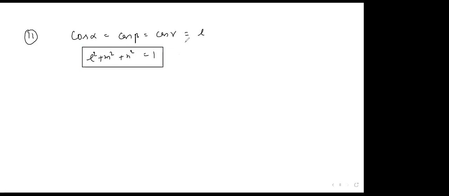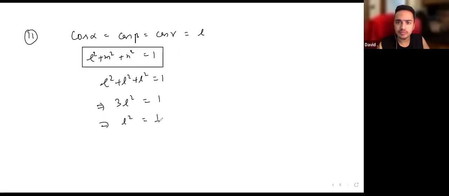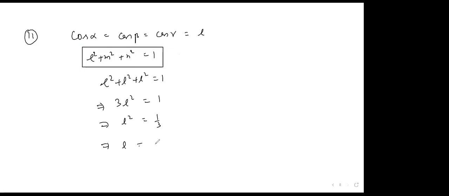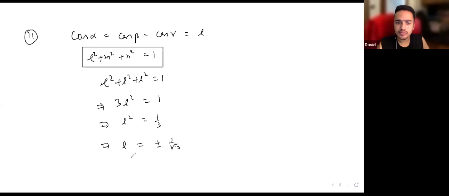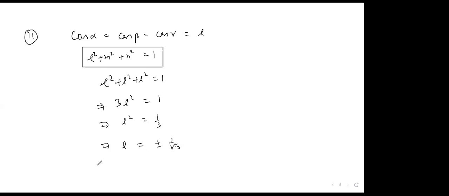Since l, m, and n are all equal, l square plus l square plus l square equals 1. 3l square equals 1, so l square equals 1 over 3. So l equals plus minus 1 over root 3. And therefore, the direction cosines are plus minus 1 over root 3, plus minus 1 over root 3, and plus minus 1 over root 3.